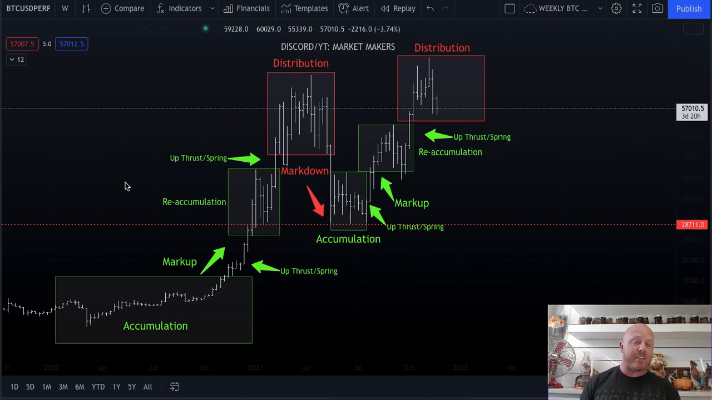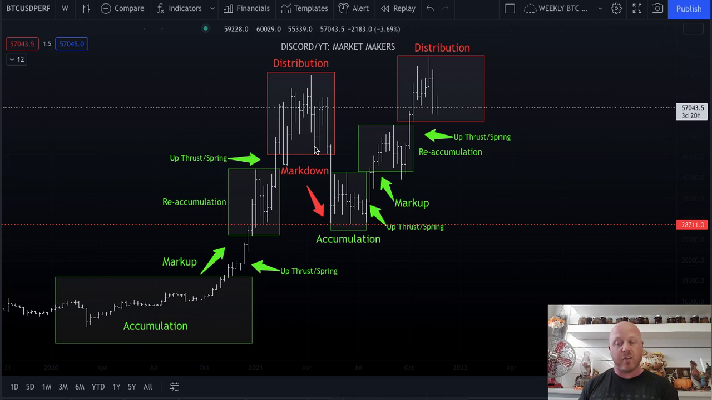Wyckoff had four phases in his Wyckoff method, the Wyckoff price cycle. We have accumulation at the bottom, markup, and then distribution and markdown. Those are the four key phases. Within those phases, you have other things like reaccumulation, upthrust, downthrust. So let's cover this really quickly.